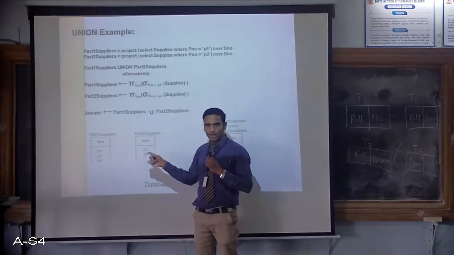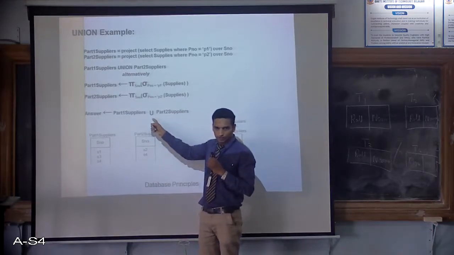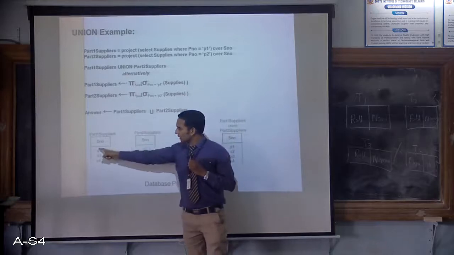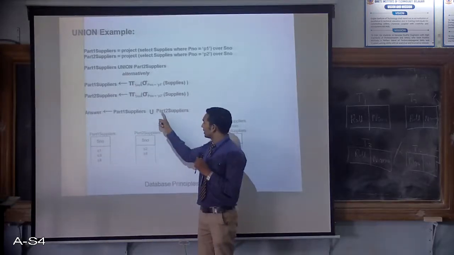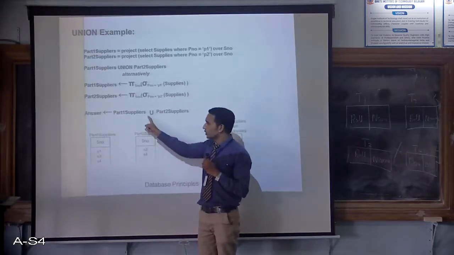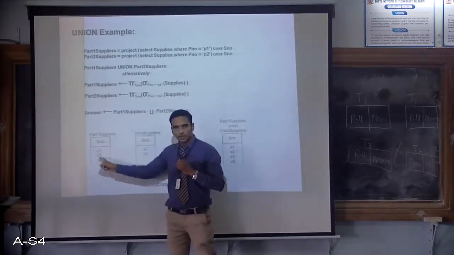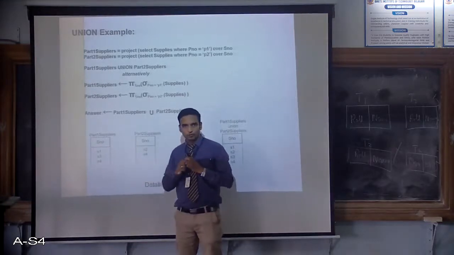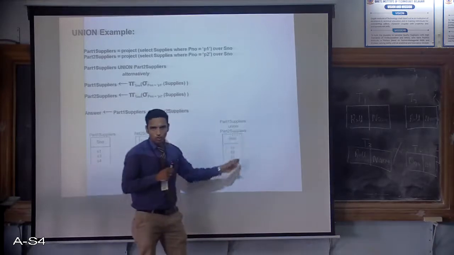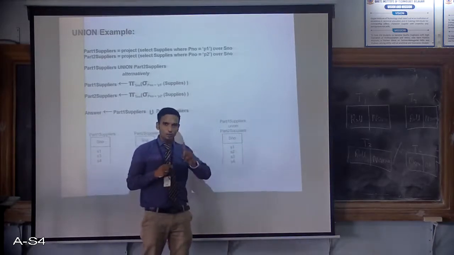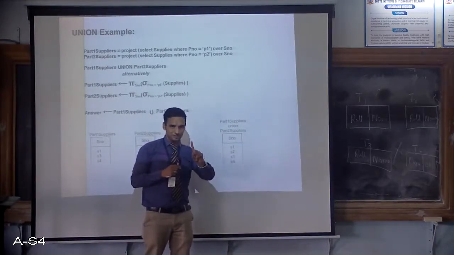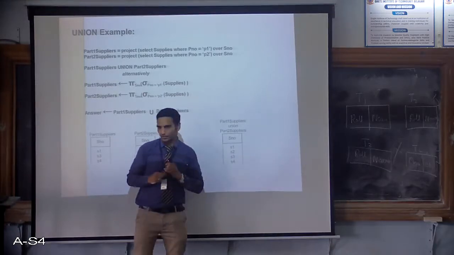Right? So in that case, you can always go with the union operator. Part 1 suppliers union part 2 suppliers. When I do a union on this, elements of set A and elements of set B are displayed in the output with the condition that the common element is displayed only once. This is called the union operator. Clear with this?